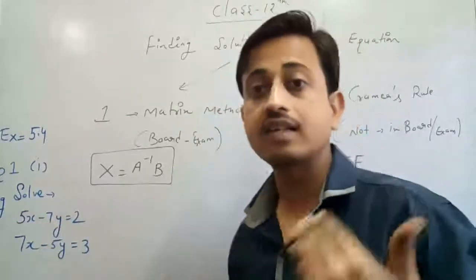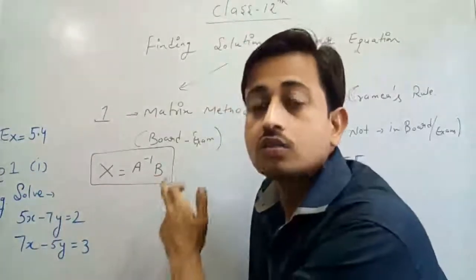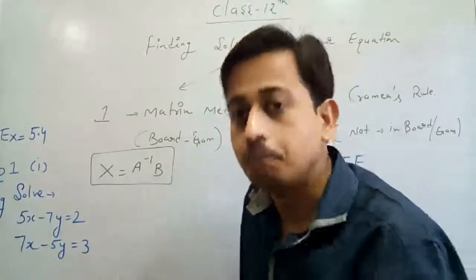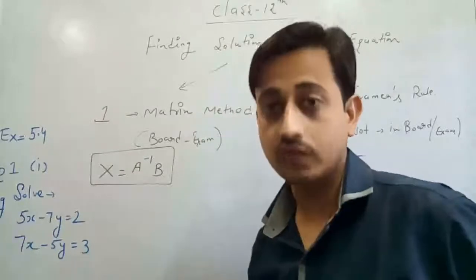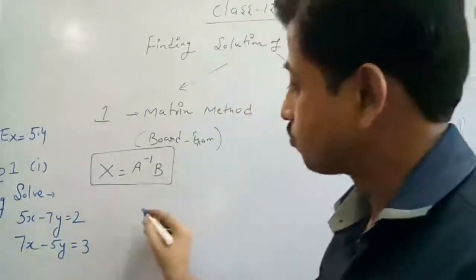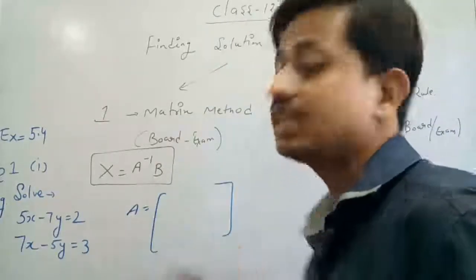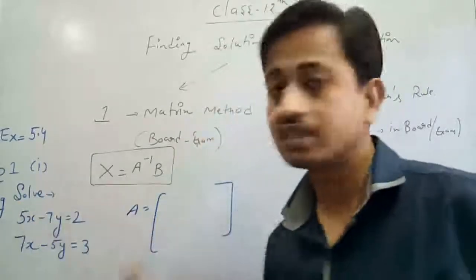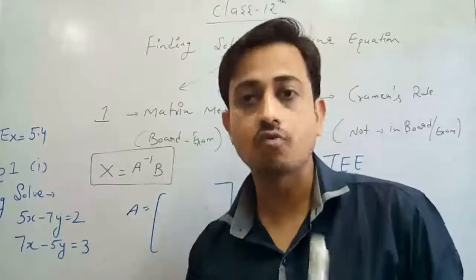So what does the matrix method say? X is equal to A inverse B. What is X? What is A inverse? What is B? Please make a note first. The first step to solve the linear equations is to create a matrix. Now what is our A matrix? A matrix is basically the coefficient matrix of the variables. In this equation we have two variables, x and y, so we have to write their coefficients.